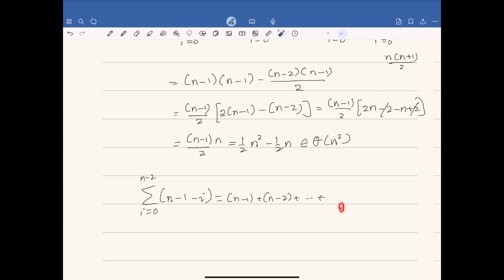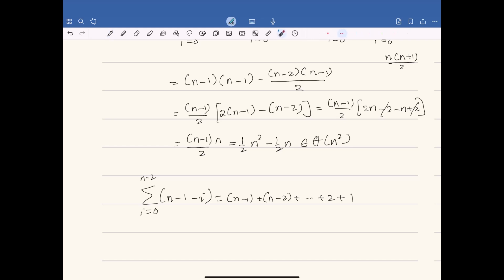So what will be the last value in the summation? We substitute for i with n minus 2. So n minus 1 minus n minus 2. This is n minus 1 minus n plus 2. n minus n is equal to 0, and 2 minus 1 is 1. So the last value is 1. So what will be the number that is before 1? Since these numbers are decreasing, the number that is before 1 in the summation is 2. So here we can say that this is plus 2 plus 1.